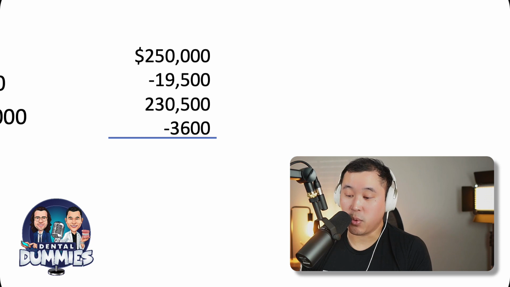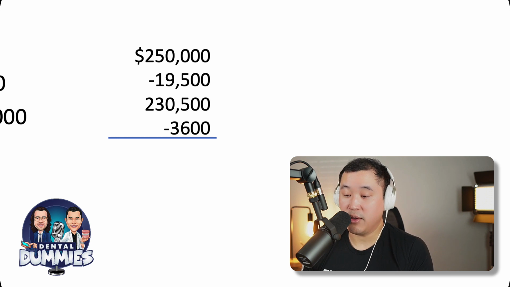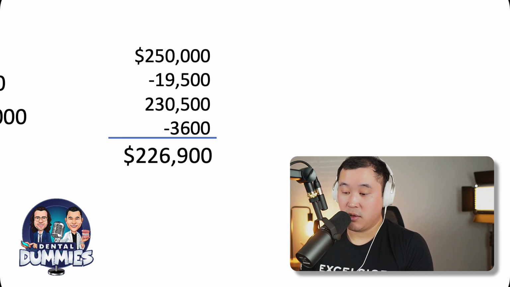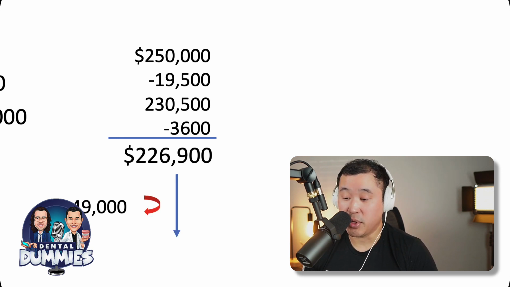So how does the math work? If you make a salary of $250,000, subtract the $19,500, you max it out for the year, you're down to $230,000. Deduct another $3,600 towards HSA. So right now, you could have been taxed at $250,000, but you'll be taxed at $226,000. So you've just lowered your tax bracket just a little bit.